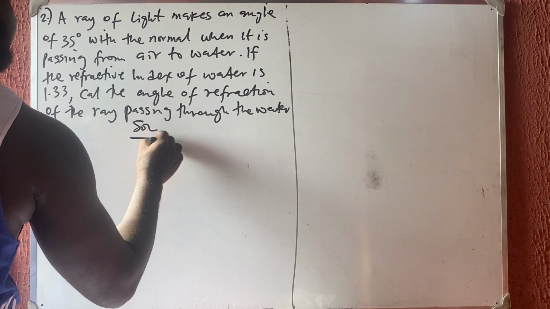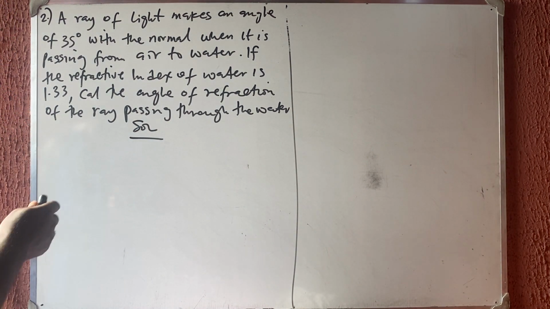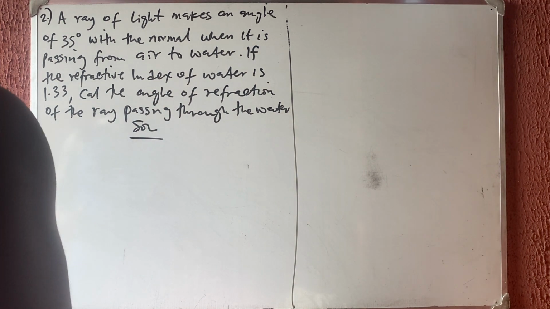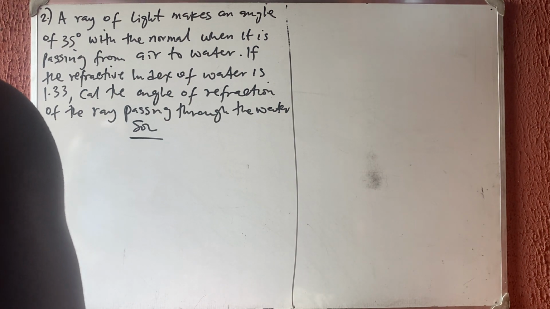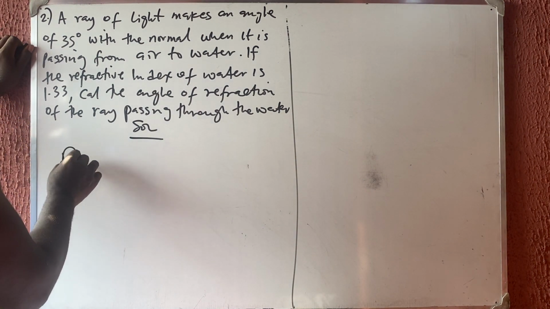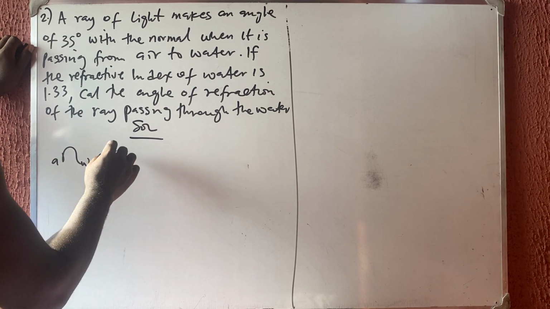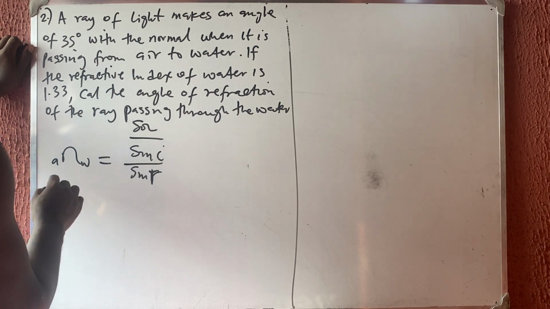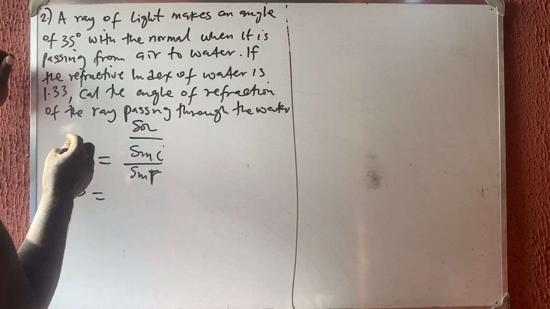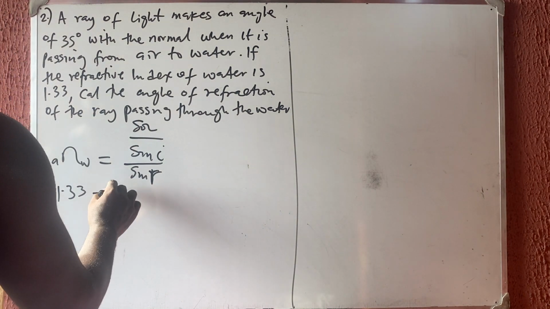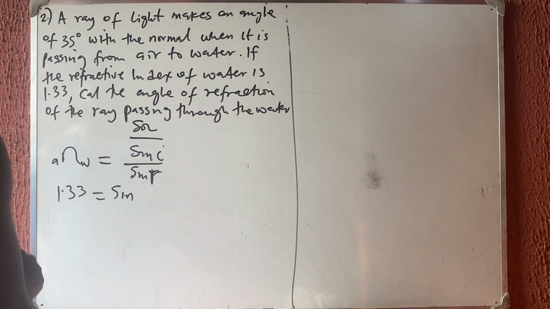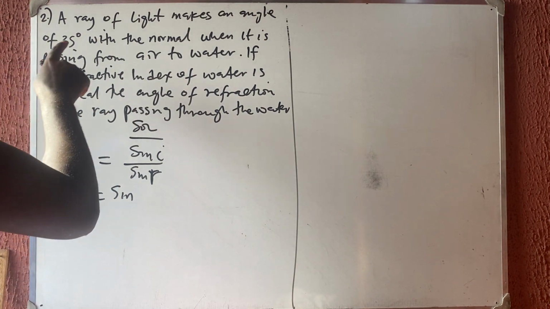Solution. They gave us that, so we are talking about from air now to water. So the refractive index from air to water is equal to sine I over sine R, right? So this one they gave us 1.33 is equal to sine I. Okay, so they gave us the incident angle.